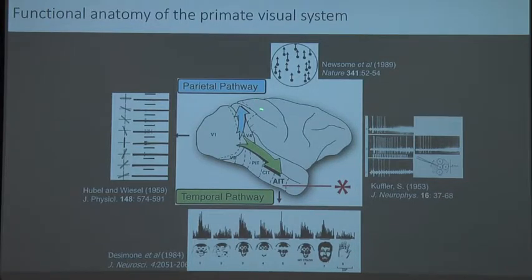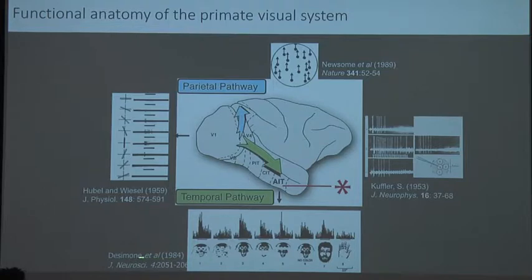So if you put electrodes in part of the parietal pathway, there are neurons that are very sensitive to motion. They may respond to a bunch of dots that are moving in one direction but not in the other direction. So there are mechanisms that are instantiated to recognize motion. Whereas if you put electrodes in areas along the ventral visual stream, particularly in the highest echelons of visual cortex called the inferior temporal cortex, there are neurons that respond selectively to complex shapes.